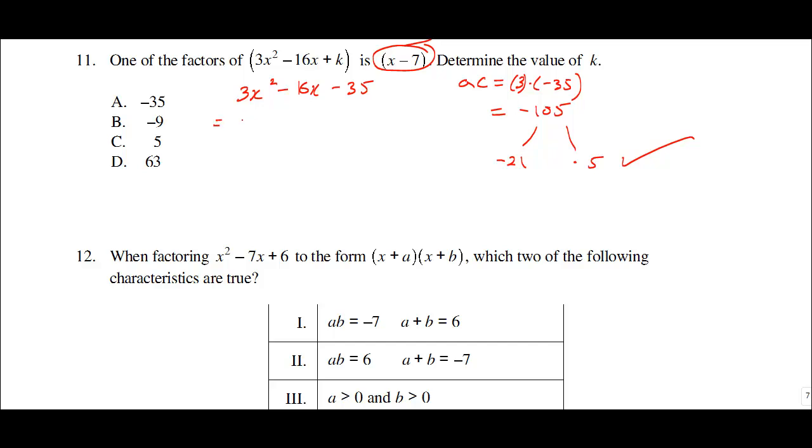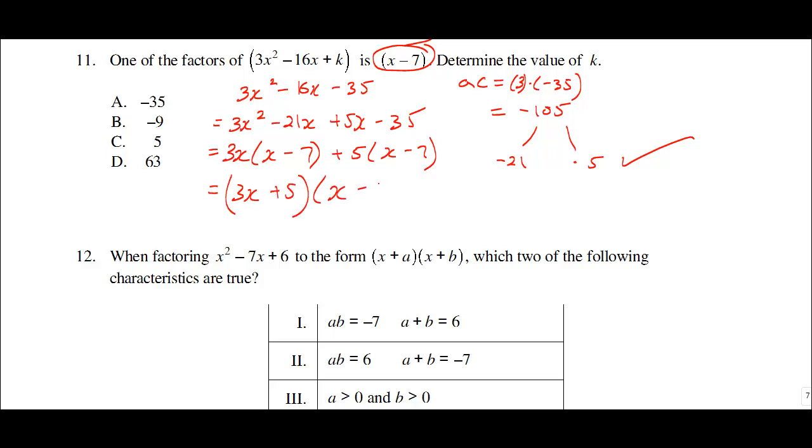So my next step is I break up the middle term. I write this as 3x squared minus 21x plus 5x minus 35. What can you factor from the first two terms? You can factor out a 3x, leaving you with x minus 7, ding, ding, ding. And if we factor out a 5 over here, we have x minus 7. So lo and behold, we found out that one of the factors was 3x plus 5, and the other factor, of course, was x minus 7. So it turns out, determine the value of k that would make that happen. That would have been A.